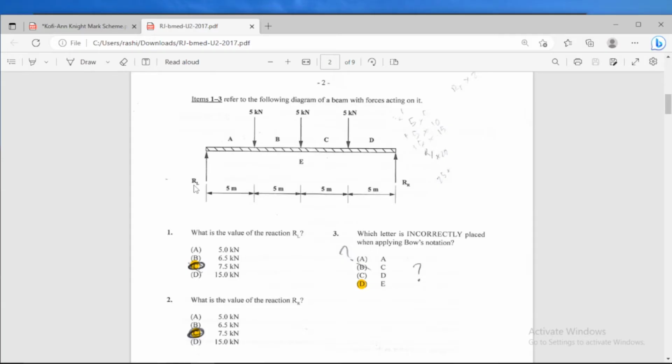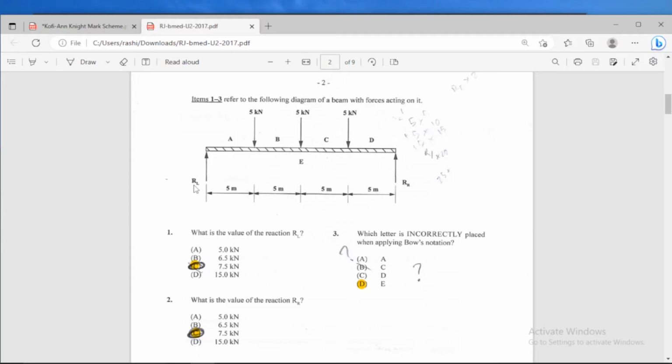Alright? And RL being 7.5 kilonewtons, that basically helps us to get the answer to question 2. Because if both RL plus RR is equal to 15 kilonewtons and RL is equal to 7.5 kilonewtons, that would mean that RR is also equal to 7.5 kilonewtons, because together they will equal 15. 7.5 plus 7.5 equals 15 kilonewtons.